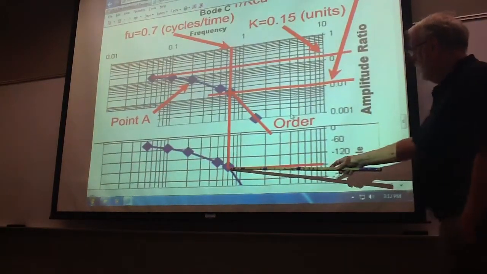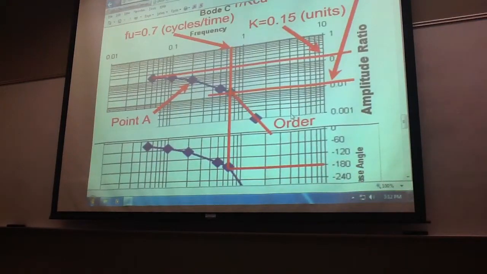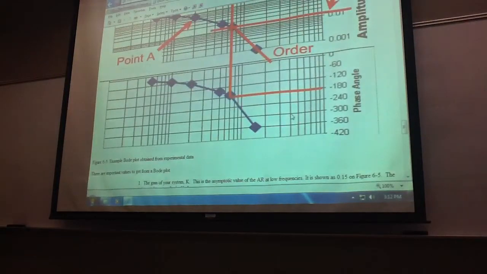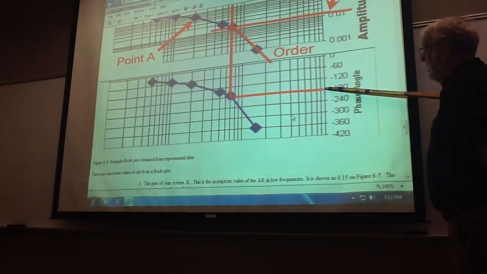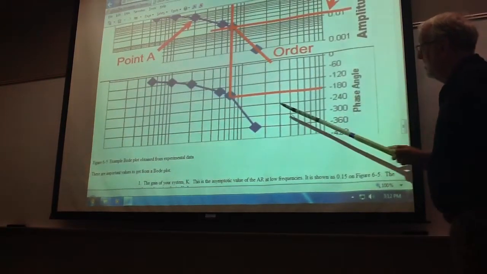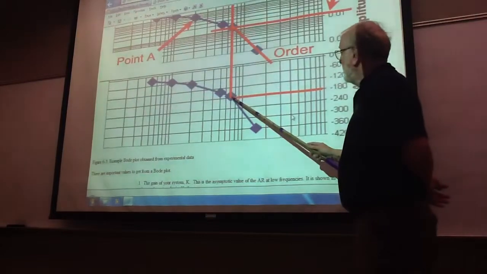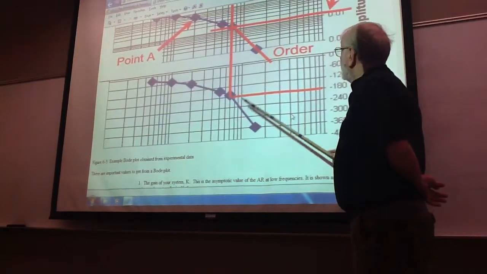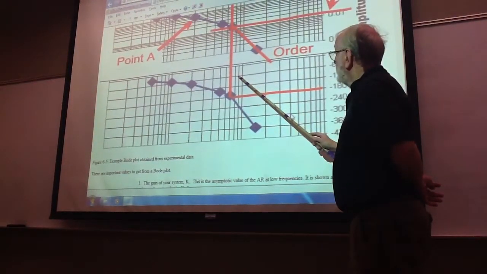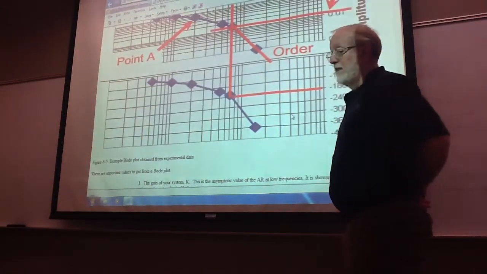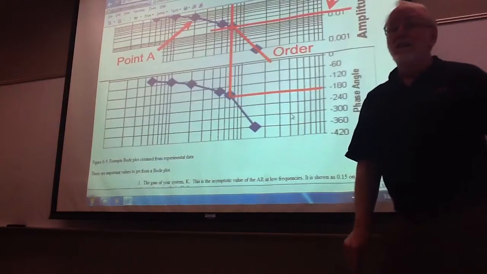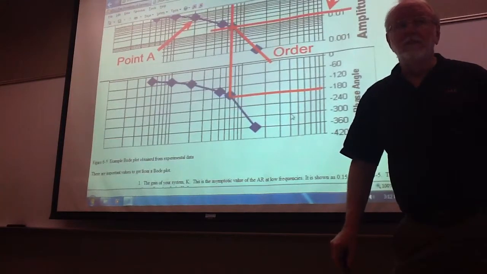Then this thing down here, the lower graph, is a phase angle. And there's some frequency at which it is negative 180. This frequency right here, if this is a frequency of 0.7, that is the frequency, and we call that the ultimate frequency.